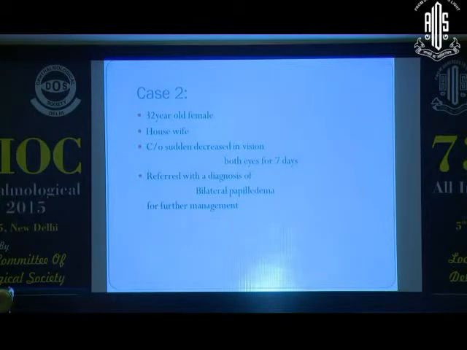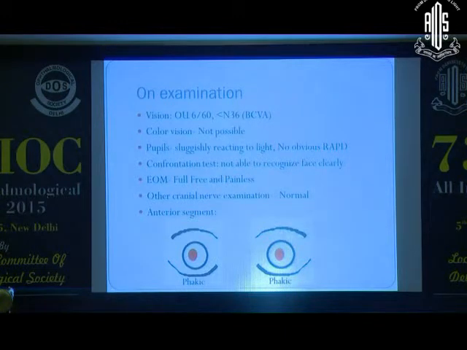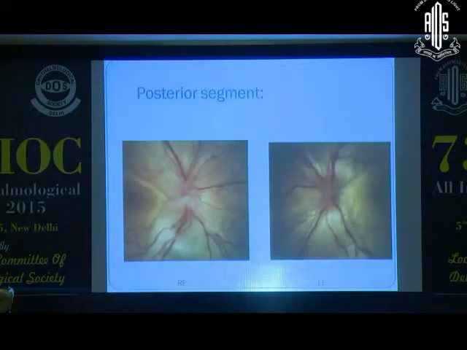On examination, vision in both eyes was 6/60 with near vision less than N36, color vision not possible. Pupils were sluggishly reacting to light, no obvious relative afferent pupillary defect. On confrontation test, the patient was not able to recognize the face clearly. Ocular movements were full, free and painless. Other cranial nerve examination was normal. Anterior segment examination was unremarkable. And this was the posterior segment photograph. Can someone comment on it?